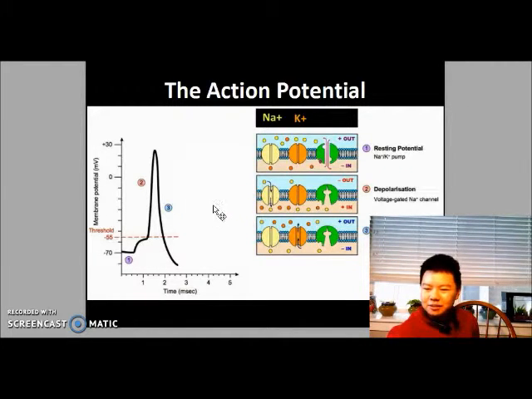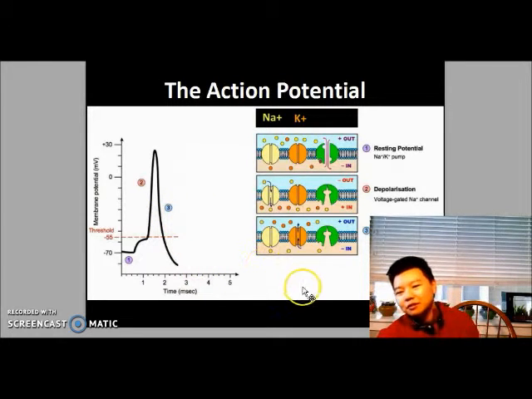When potassium channels open, that's going to allow all the potassium that was inside the cell to rush out. So the inside of the cell is going to become more negative, bringing down the membrane potential. In phase 3 here, we see that it even undershoots, the membrane potential goes lower than the resting potential of negative 70 millivolts due to the action of these potassium channels.